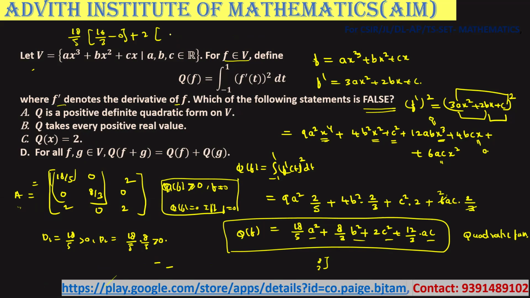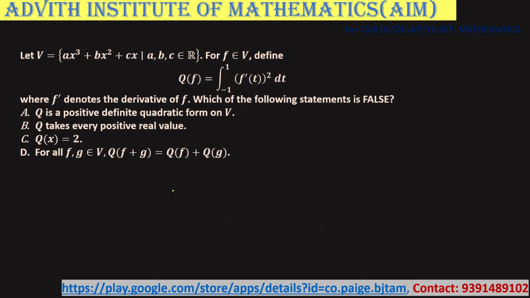into 0 minus 16 by 3, so which is equal to, so what does this become, 18 into 16 by 15 minus 32 by 3. This is positive, right? This is positive. So therefore Q is positive definite and also a quadratic form, so this is true. And Q takes every positive real value, he said.